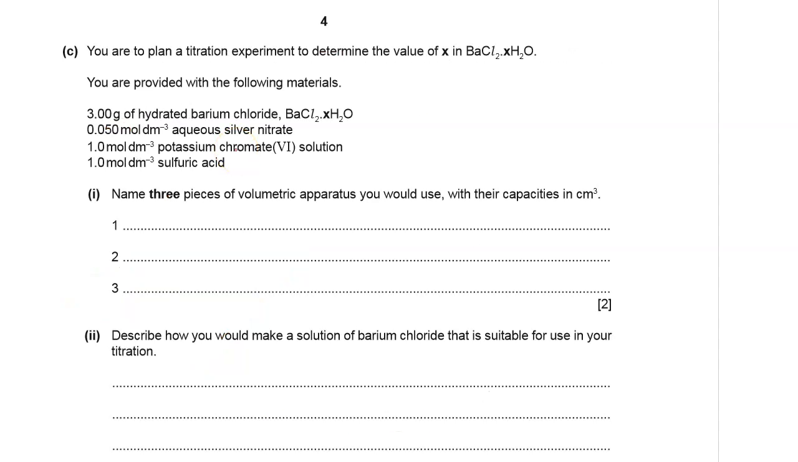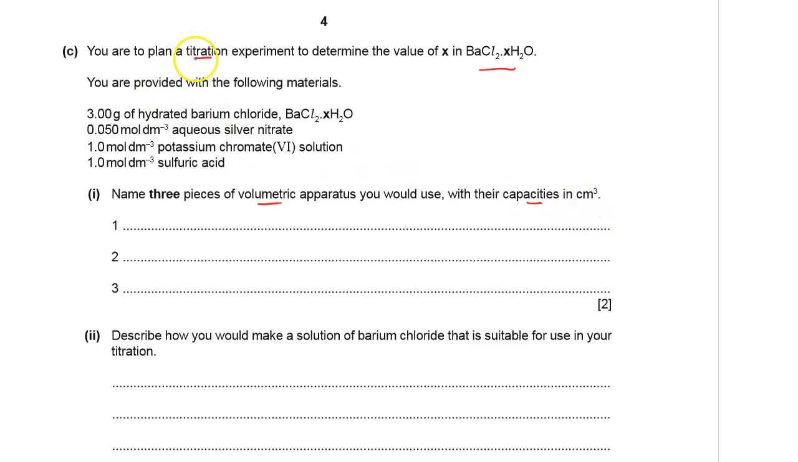Part C, you are to plan a titration experiment to determine the value of X in hydrated barium chloride salt. You are provided with the following materials: 3 grams of hydrated barium chloride, 0.5 moles per liter aqueous silver nitrate, 1 mole per dm cubed potassium chromate 6 solution, 1 mole per dm cubed sulfuric acid. Name 3 pieces of volumetric apparatus you would use with their capacities in centimeters cubed.